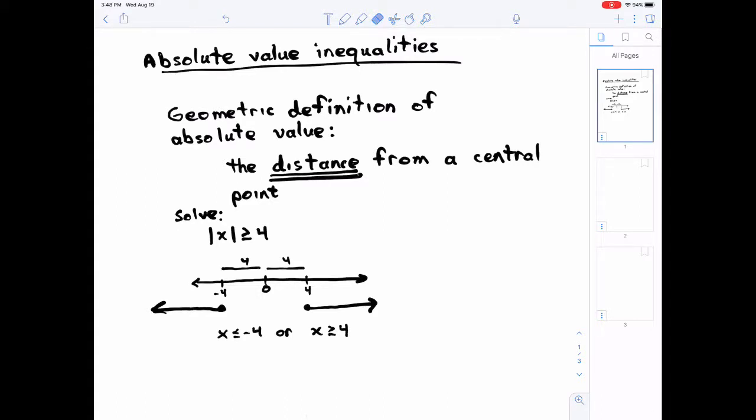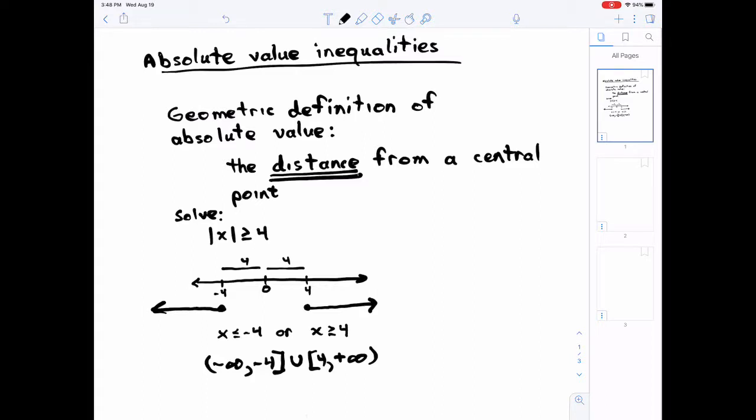And I showed you in the last video how to take a graph and write an inequality. Or the other possibility is to write the interval, and the interval would be -infinity to -4 union 4 to positive infinity. Now, you don't need both of these answers. Either one's fine. If I request one or the other, then make sure you give me that. Other than that, I don't care which one you give me for the time being.